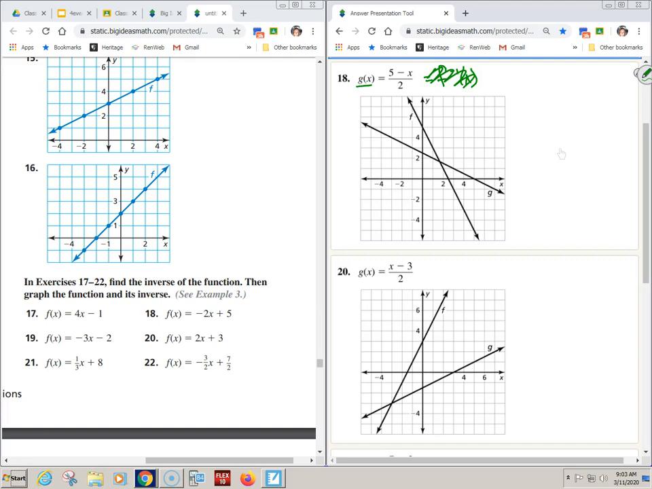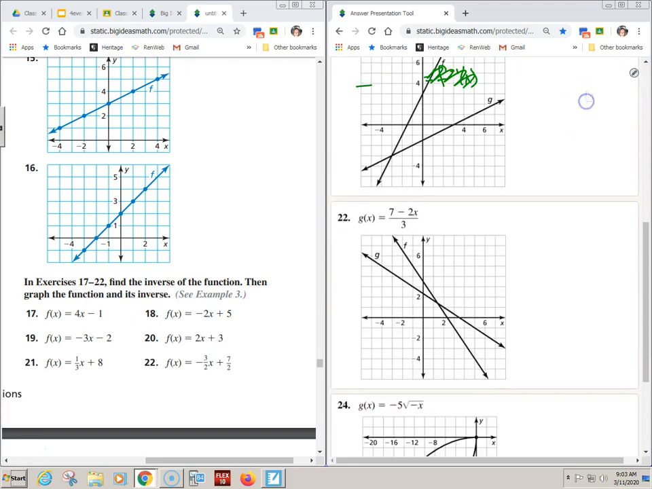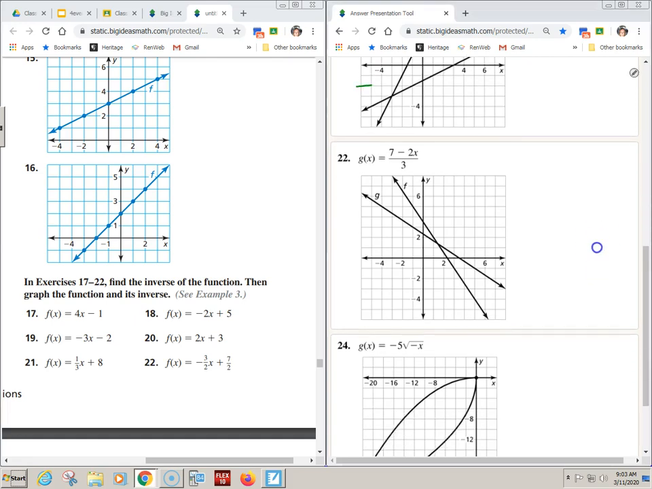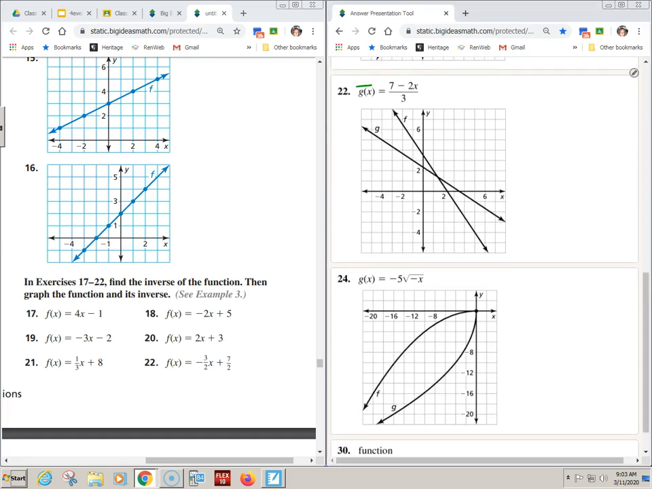So number 18, 5 minus x over 2. Number 20, x minus 3 over 2. Let's make sure we're doing our homework that way. Number 22, 7 minus 2x over 3. Number 24 was a bit tricky: negative 5 times the square root of negative x.